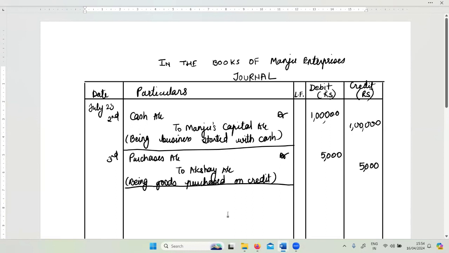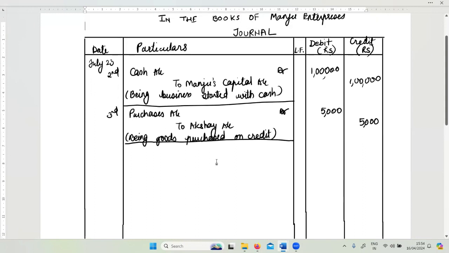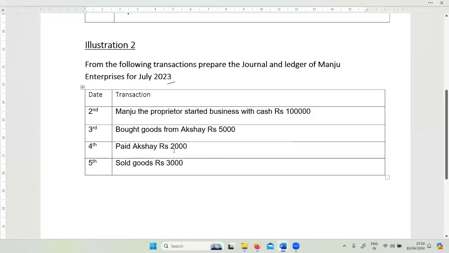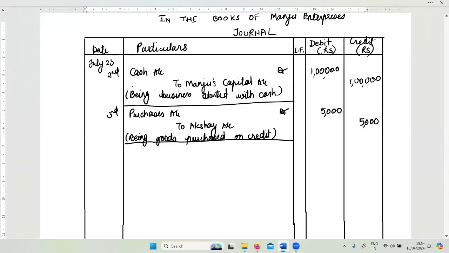Third transaction. Now let's proceed to the third journal entry. It's saying paid Akshay 2,000. On 4th, we are making a payment to Akshay. Akshay is the receiver. So Akshay's account debit.